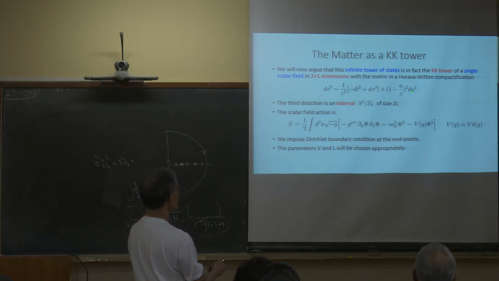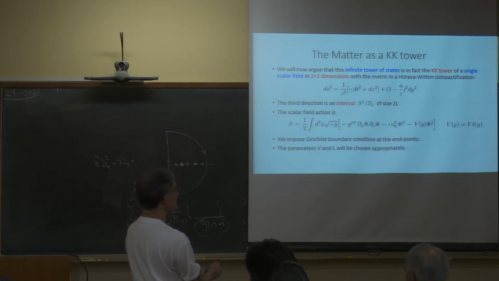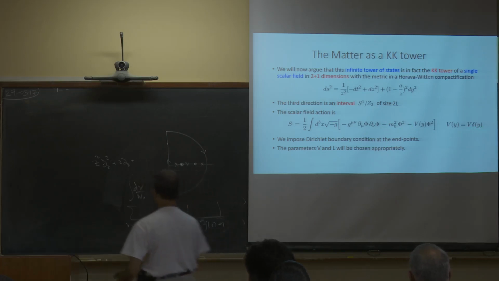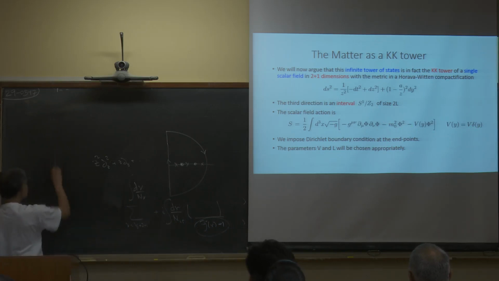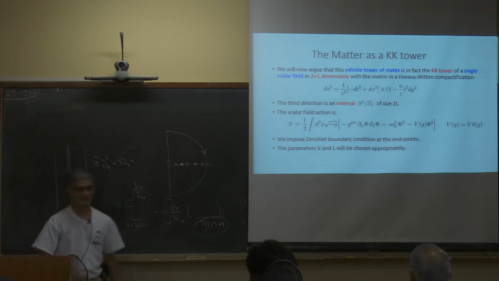So y goes from minus L to plus L, and I have a single scalar field in these 3 dimensions with a mass m naught squared and a potential, and that potential is just a delta function multiplied by some factor v. So basically the 3rd dimension looks like this, minus L to plus L, and maybe I have a picture of that in the next slide, the delta function potential.